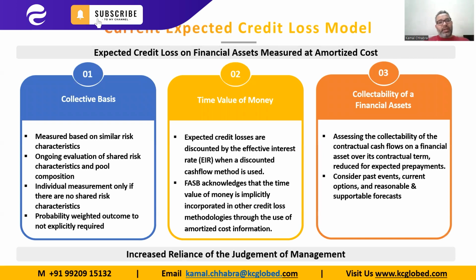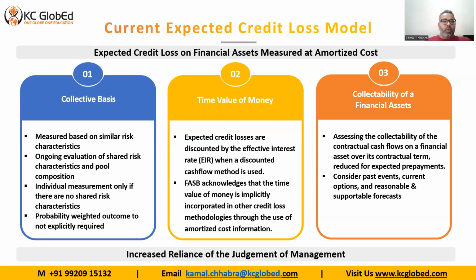Now coming to the expected credit loss on financial assets measured at amortized cost. The first thing you need to keep in mind is collective basis, then time value of money, and then third is collectibility of the financial assets. So for collective basis, what things do you need to consider? First is to measure based on similar risk characteristics, which we have already discussed. Keep doing ongoing evaluation of the shared risk characteristics and pool composition.